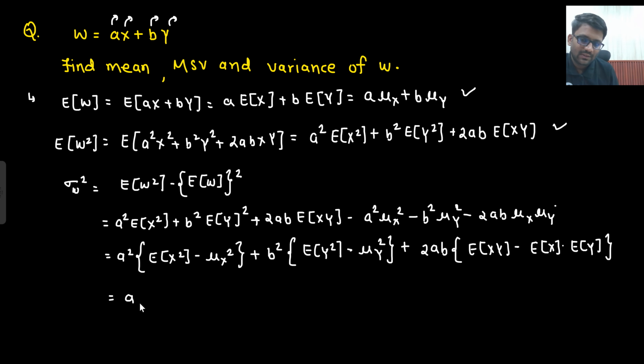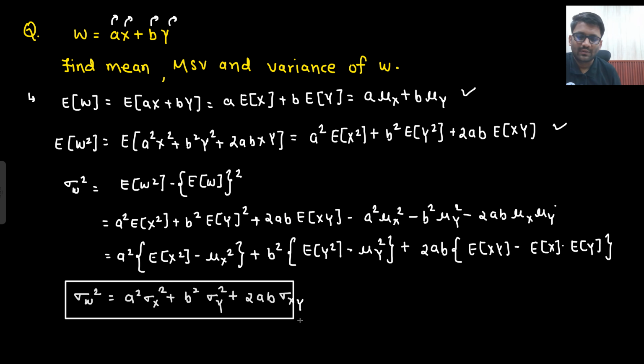What is this? Sigma X square, right? Plus B square, what is this? Sigma Y square plus 2AB. What is this? Covariance of random variable X and Y. Since we are writing down everything in terms of sigma, here I will write down covariance of random variables X and Y. So this is your final answer. Is that clear to you?